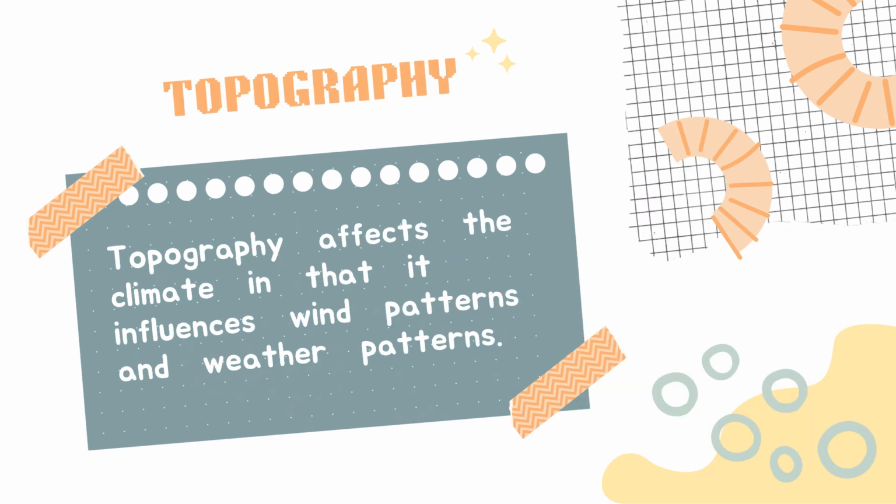Next factor is topography. Topography affects the climate in that it influences wind patterns and weather patterns. For example, mountains block cold air from flowing over the warm ground below them, which results in warmer temperatures on one side of the mountain range than on the other side.